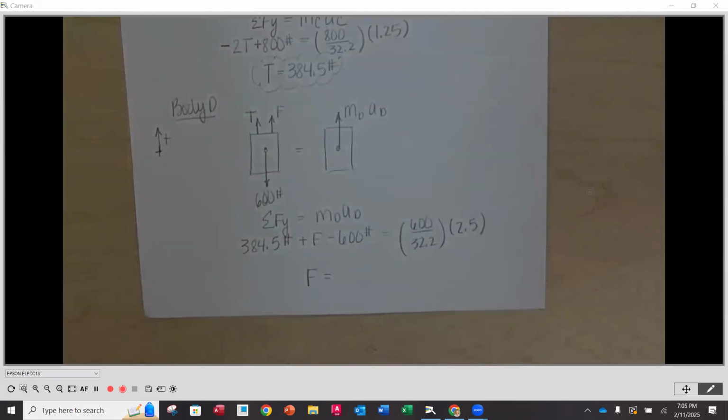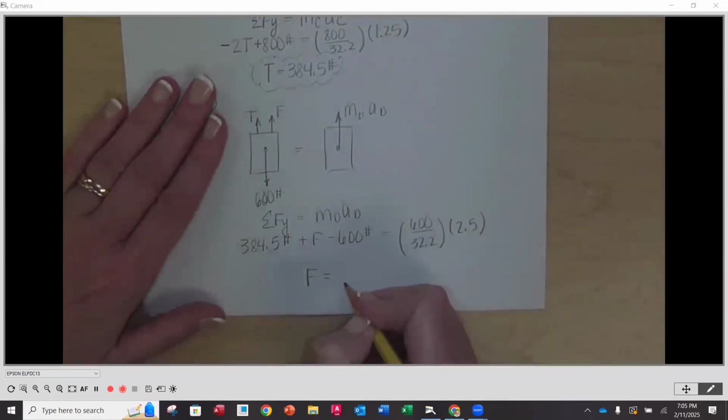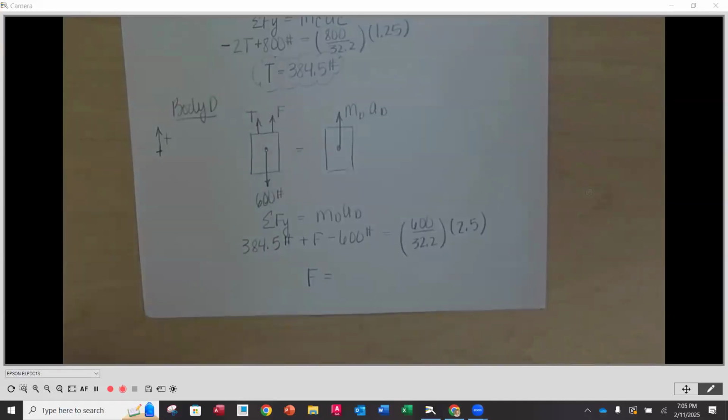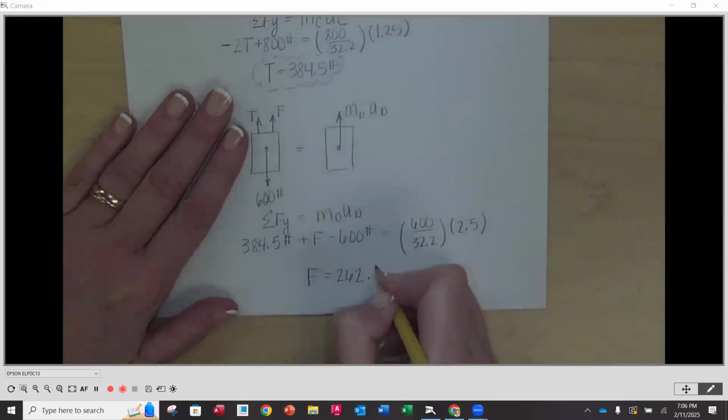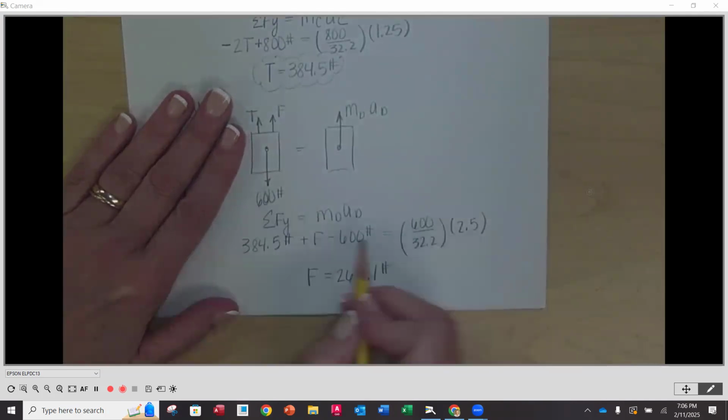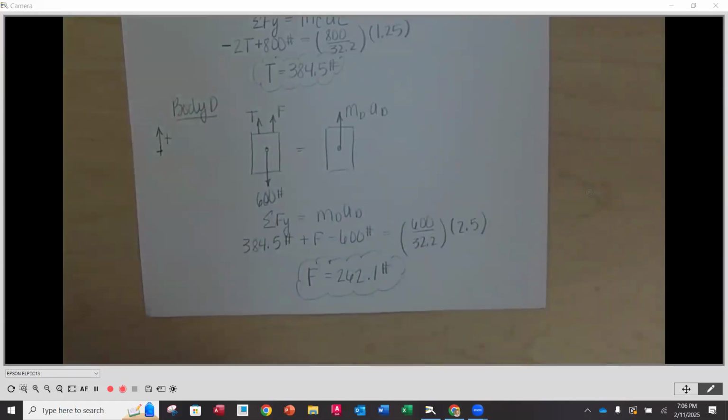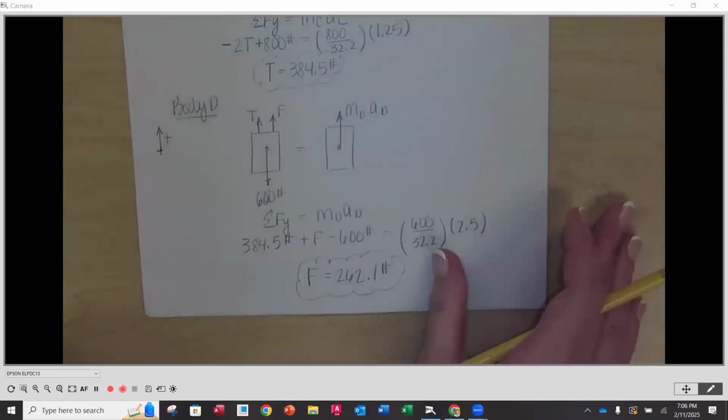Let me know what you get for F. What did you get? I got something different. 262.1. Is that what you got? 262.1. Yep, that's what I got. Try it again, James. 262.6. Okay, we're really close. Probably a little bit of rounding, right? So good. All right, now we have our force that we can use in our power equation.